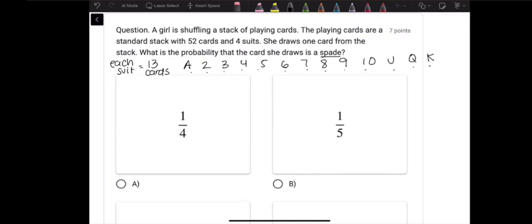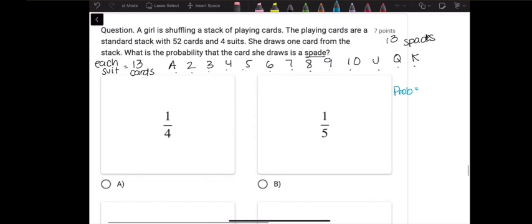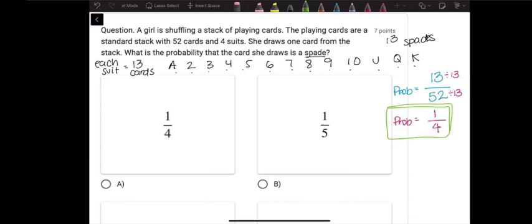So let's say these are all the spades cards. So there's a total of 13 spades cards out of a total of 52 cards in the stack. So the probability of this girl picking up a spade when she randomly chooses a card, there's a total of 52 cards, and only 13 of them are spades. Now, can we simplify this? Yes, because 13 can be divided by 13, and 52 can be divided by 13. So here the probability is going to equal 13 divided by 13 is 1, over 52 divided by 13 is 4. So the probability that she can randomly pick a spade out of a standard deck of cards is going to be 1 over 4, which is A.